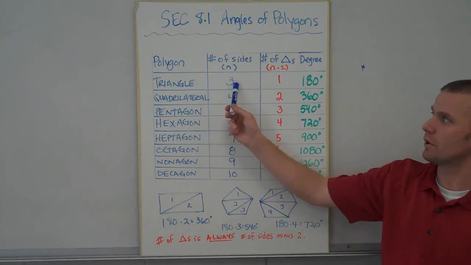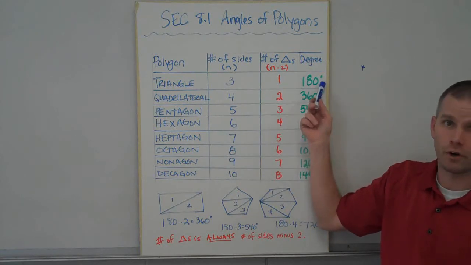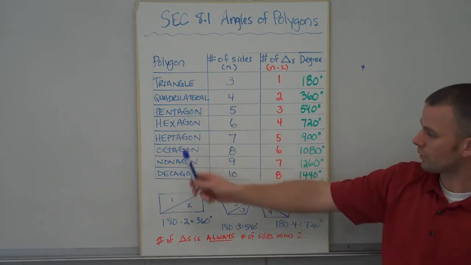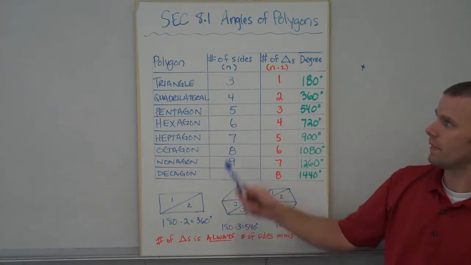In a triangle, obviously we know there are 3 sides. There's only one triangle inside of a triangle. And we know a triangle is 180 degrees. These other shapes we have here are a quadrilateral, a pentagon, and a hexagon.